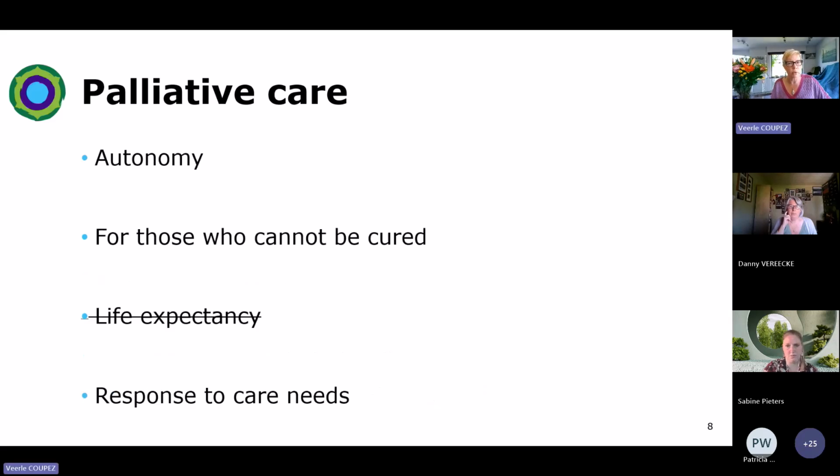Palliative care also concerns maintaining the autonomy of patients, their access to information, and their choices. Palliative care focuses on quality of life for those who cannot be cured. Starting palliative care does not say anything about a person's life expectancy. It can be short, it can be quite long. It is just a response to the existing care needs of the patient.